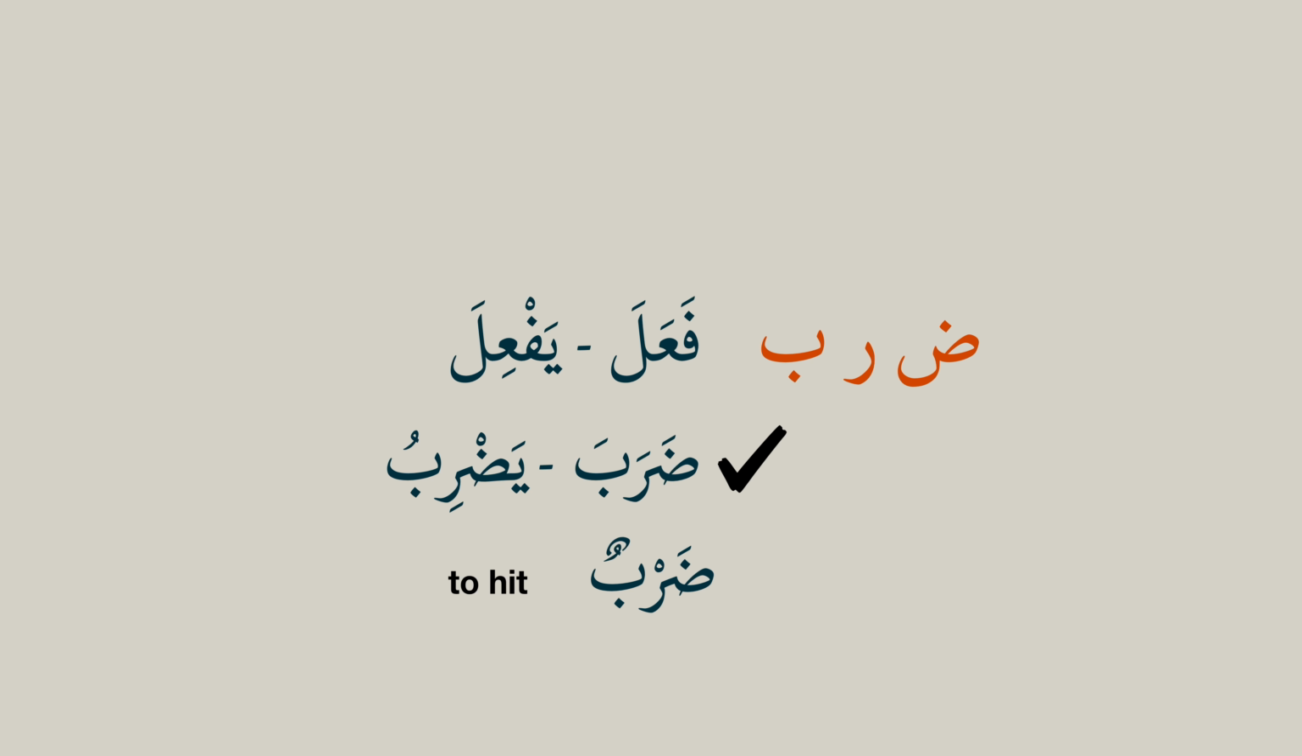Now let's take the root letters ضاد, را, با, which follow the pattern فعل, يفعل. So the pattern of these verbs we get are ضرب, يضرب, and its masdar is ضرب, meaning to hit. At this point, we should be able to conjugate its past form, which is ضرب, on the pattern فعل. Let's take its مضارع, which is يضرب, and conjugate it.